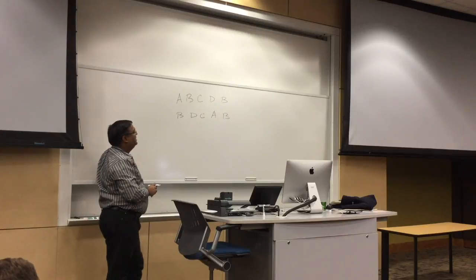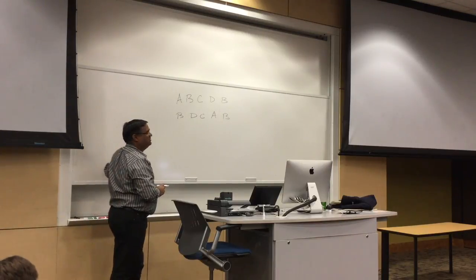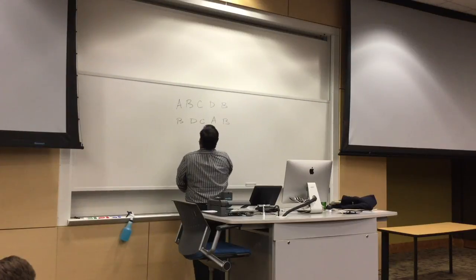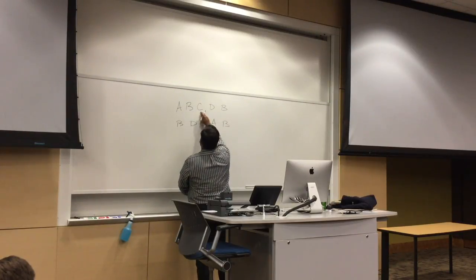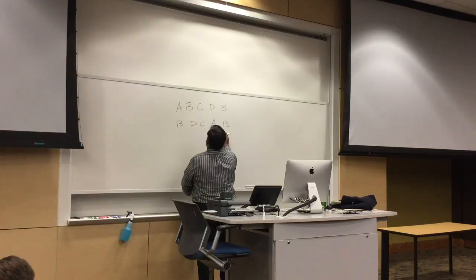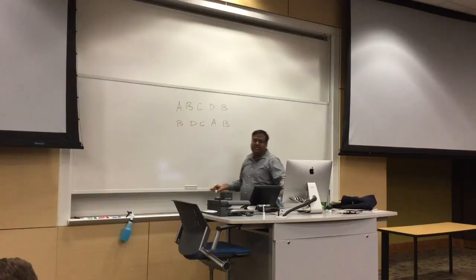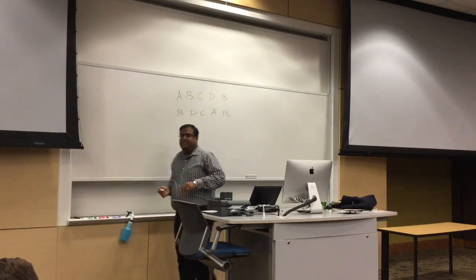What is the length of the longest common subsequence? 5? 3. Okay. Which one is it? B, C, D? B, C, B? Or B, D, B. Yes. Let's go with B, C, B. So I'm not interested in finding this. I'm only interested in finding the length of the longest common subsequence, which is 3. How do we do it?